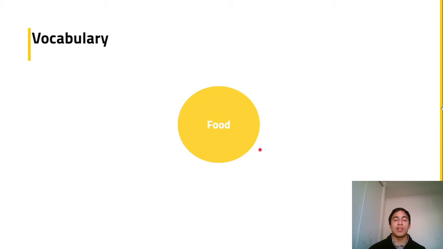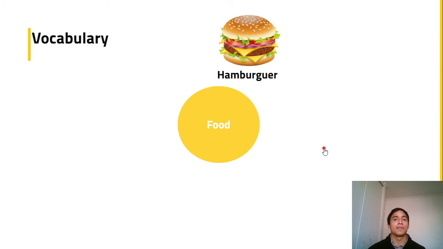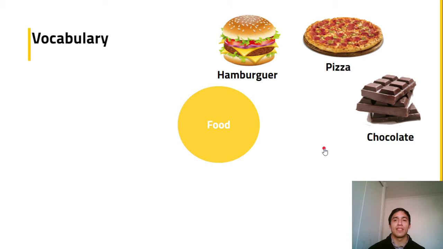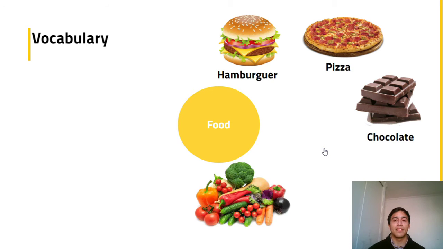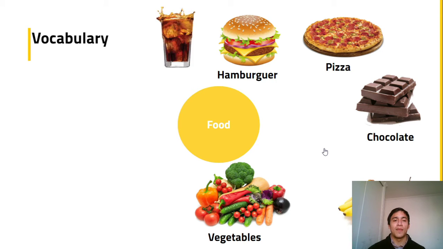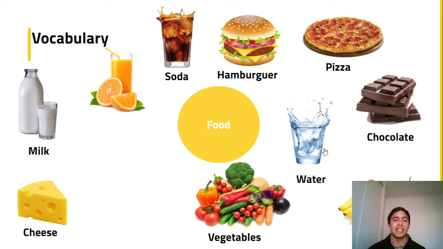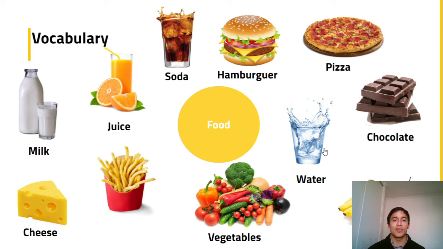And some vocabulary we saw is hamburger, chocolate, pizza, vegetables, fruit, soda, milk, water, cheese, juice, and french fries or chips.